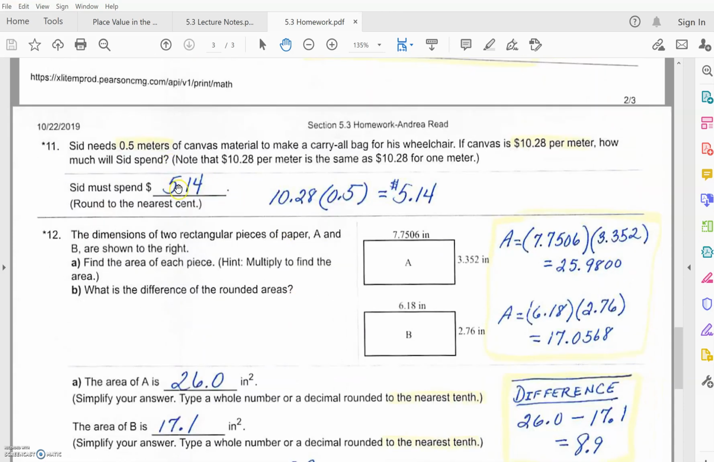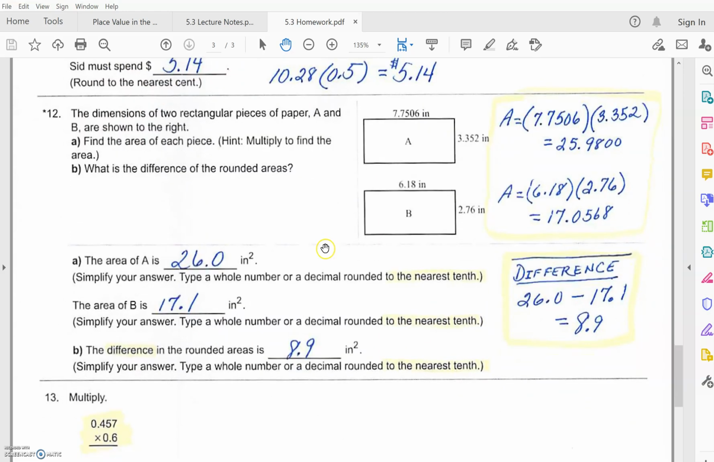Down below underneath of that, we're dealing with SID. If they have a canvas that's $10.28 per meter, how much will SID spend? And what she needs is 0.5 meters. So you can see if you multiply it out, it'll be $5.14.